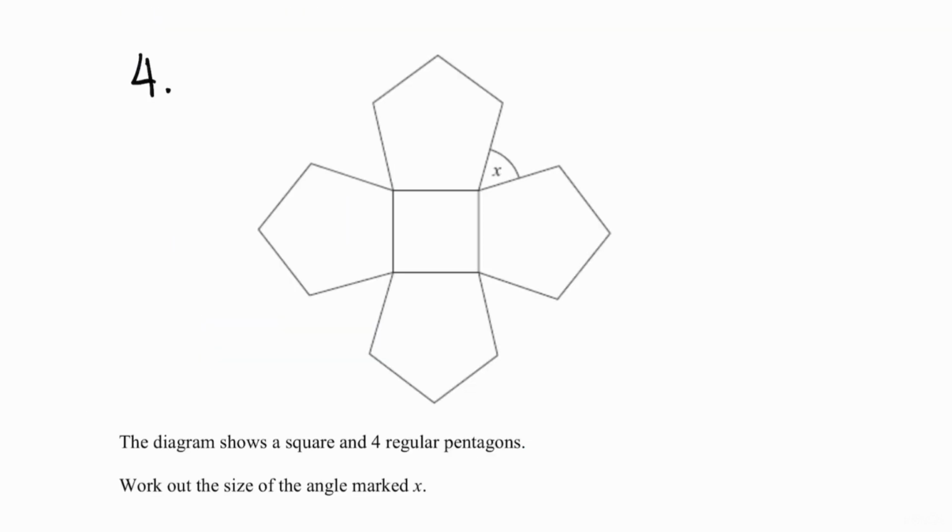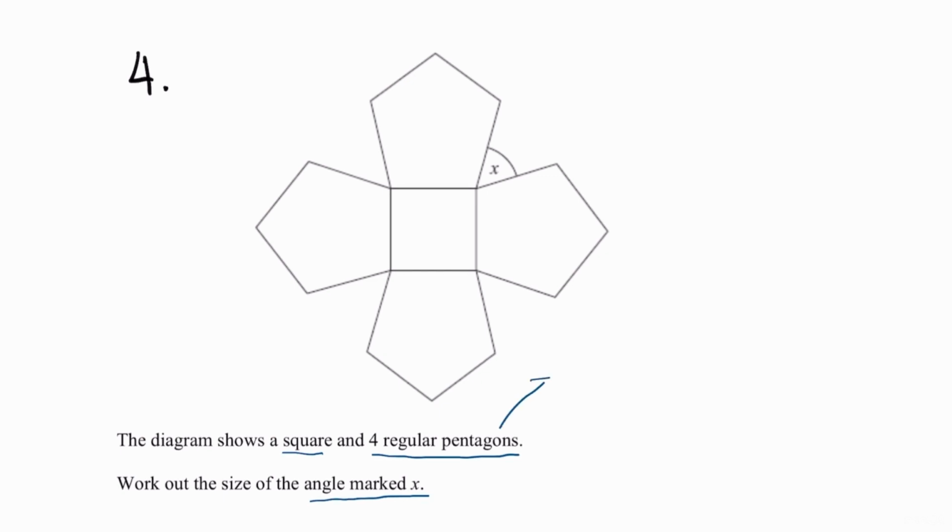And now let's move on to the last question for today. That's question number 4. The diagram shows a square and 4 regular pentagons. Work out the size of the angle marked X. Okay, so what does regular mean? Regular just means that all the interior angles within the shape are exactly the same.